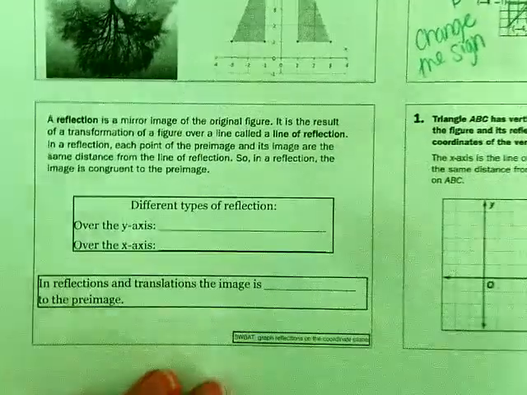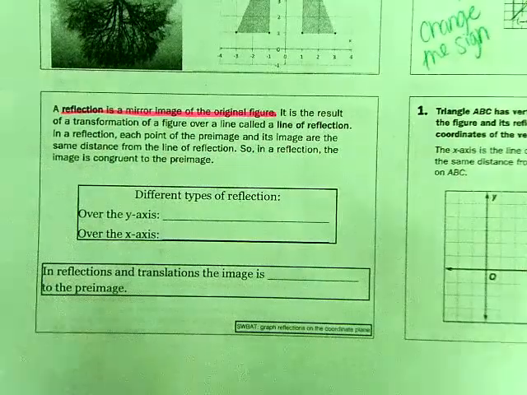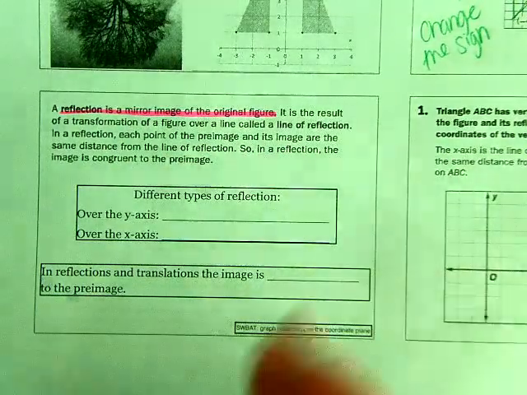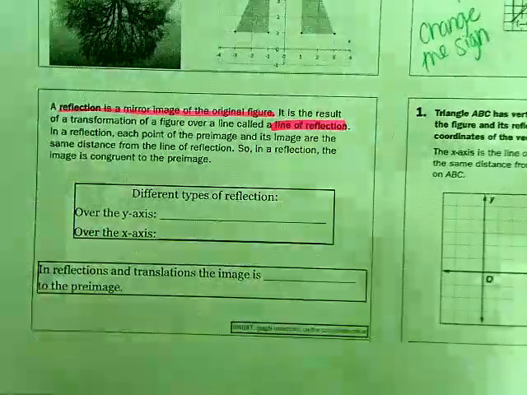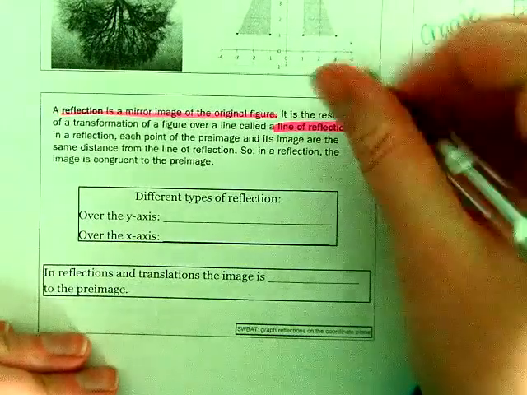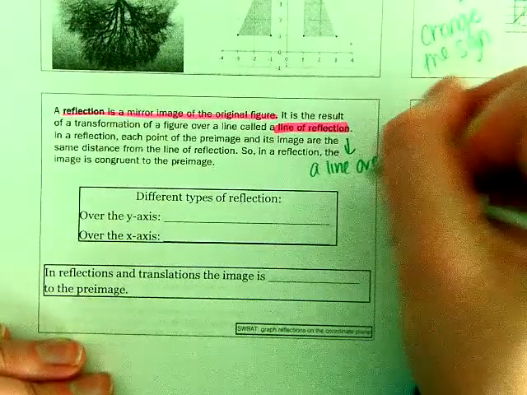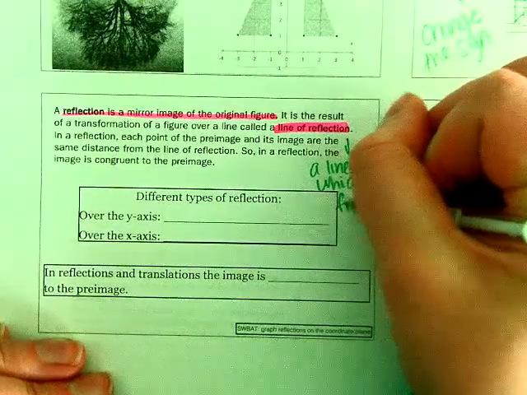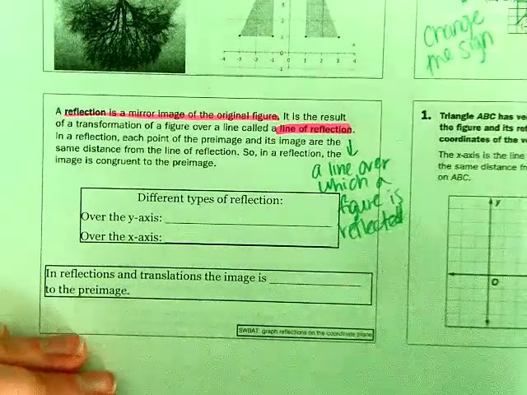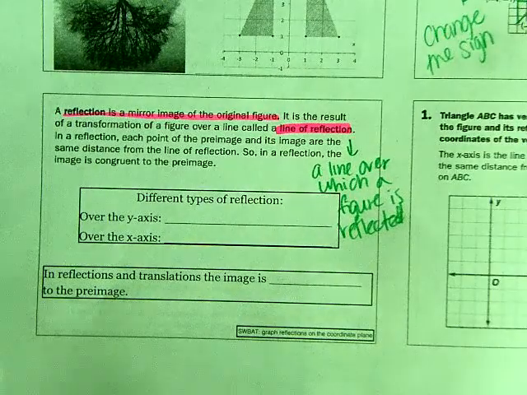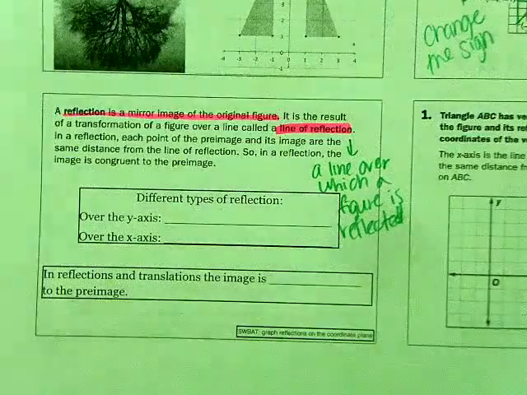Here's a vocab word, a couple of them. A reflection is a mirror image of the original figure. It is the result of a transformation of a figure over a line called a line of reflection. A line of reflection is a line, you might have to look this one up, it's kind of an awkward definition in here, a line over which a figure is reflected. That's pretty accurate. In a reflection, each point of the preimage and its image are the same distance from the line of reflection. So in a reflection, the image is congruent to the preimage.